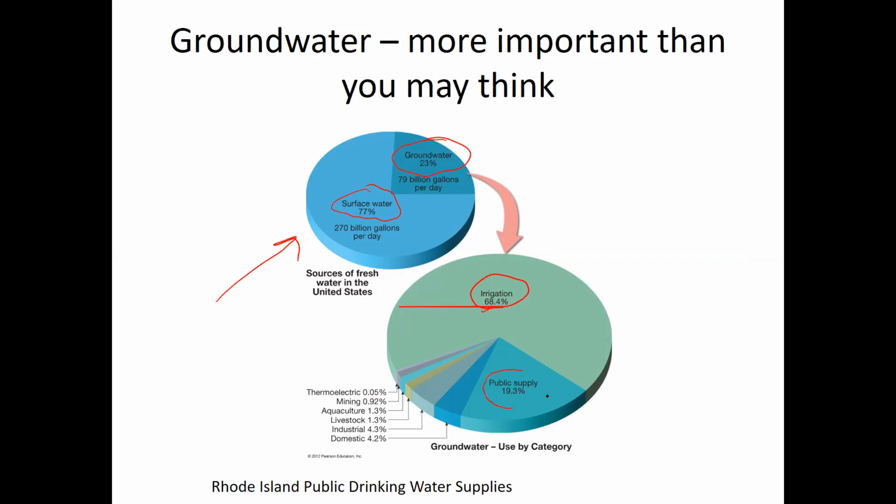We use about 19% for public supplies. That's towns that use groundwater for the municipal water. About 4% is for domestic use. That's individual households having groundwater through wells and springs. Then we have industrial use, livestock, aquaculture, mining, and thermoelectric. So basically what we use groundwater for is growing our food and for water supplies. So 68 plus almost 20, that's like 88, plus another 4, we have like 92% of groundwater is used for either drinking or irrigation.